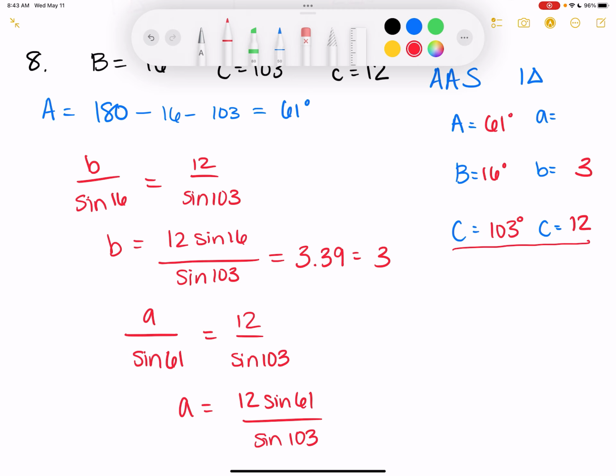I also got that. So 11. Yep, so we'll call that 11.